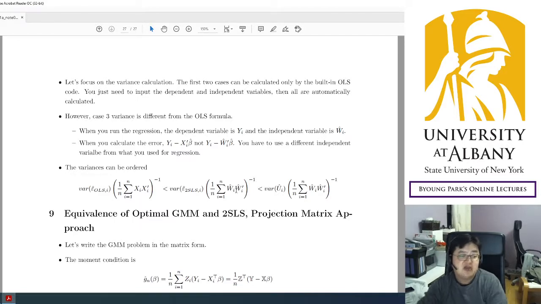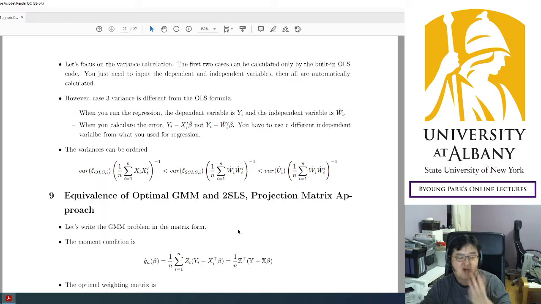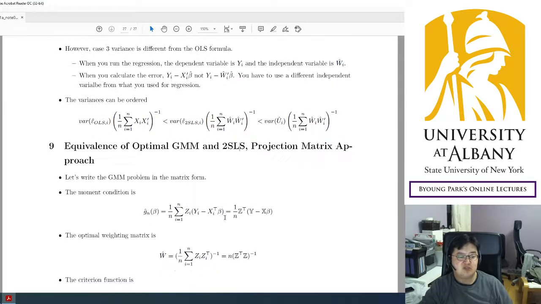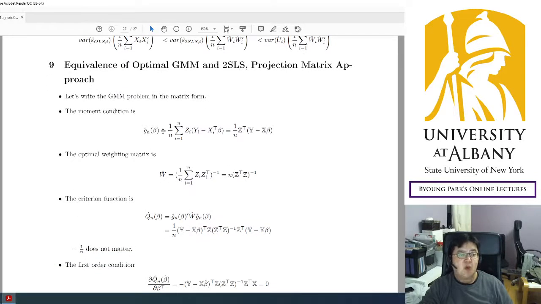Okay, and then finally, I will show you that the optimal GMM is equivalent to the two-stage least squares estimator. Or you may think of it as just a matrix notation approach to the optimal GMM. So we are going to analyze the GMM estimator using matrix notation. It should be simple. The moment condition was written this way, and we rewrite it in this way.